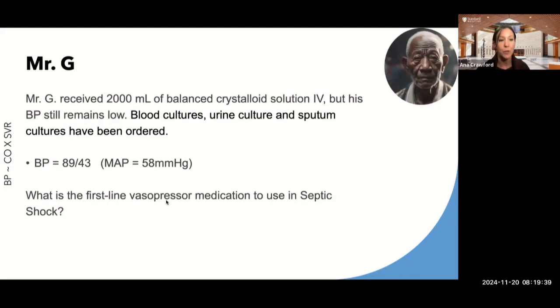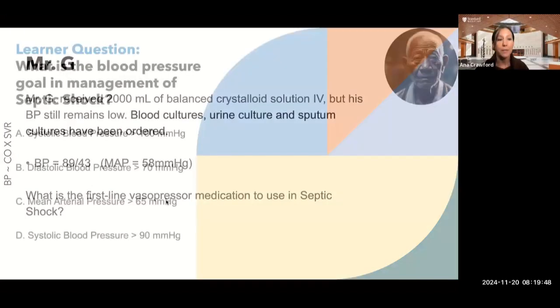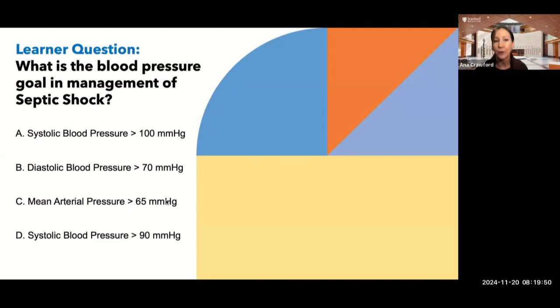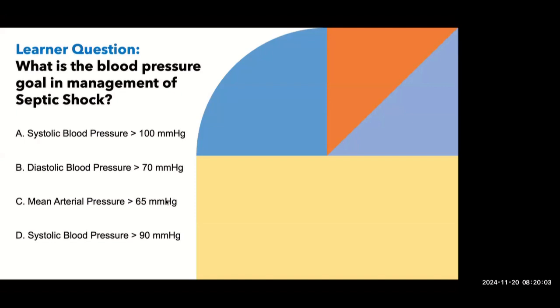Dr. Mame, what's your first choice of pressor in septic shock? I would probably use norepinephrine. Yeah, so we say norepinephrine. It's also called noradrenaline. That's the first line agent in sepsis and septic shock. And I'm wondering if Joelle can help us with this next learner question.